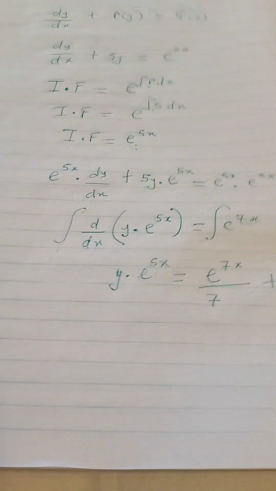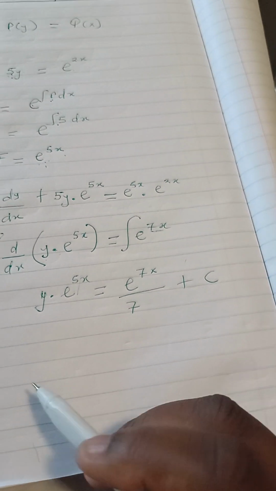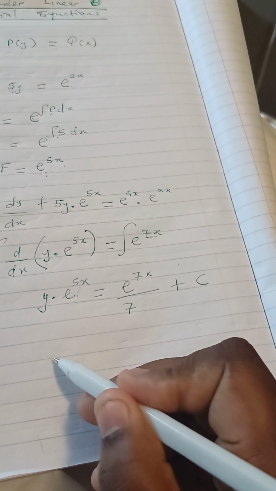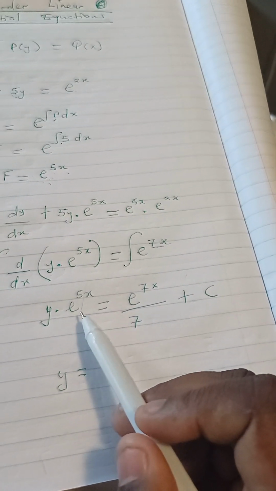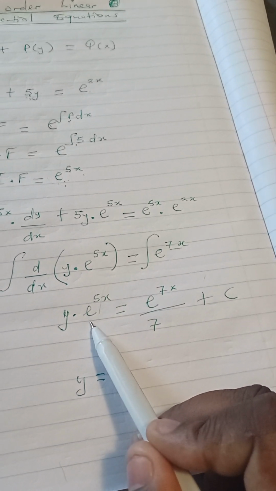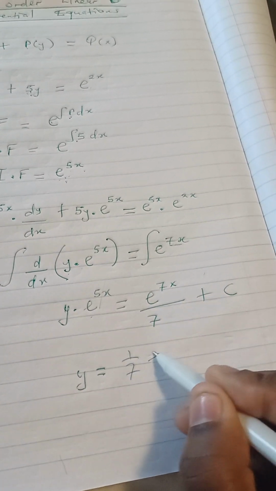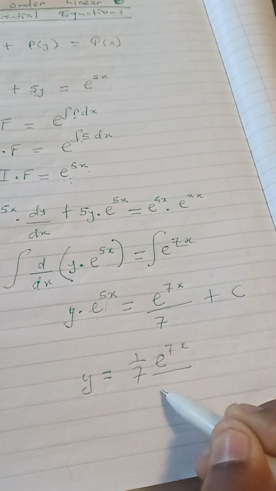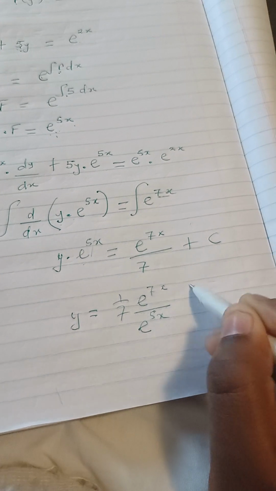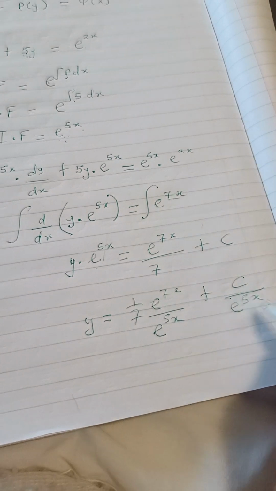Now from here, we need to make y the subject of the formula. So y is equal to, I will divide each term by e to the power of 5x, which is 1 over 7, e to the power of 7x over e to the power of 5x, plus I also divide my constant by e to the power of 5x.